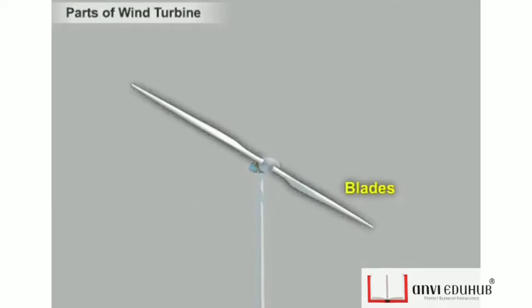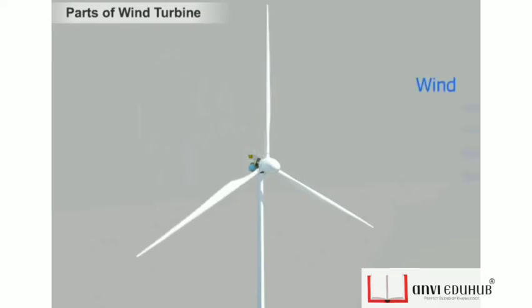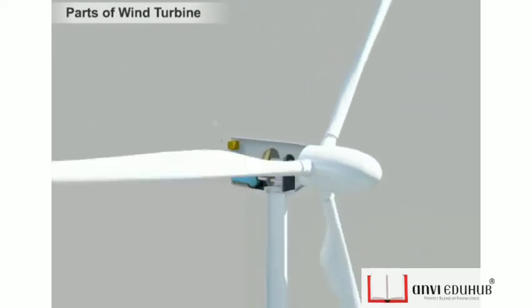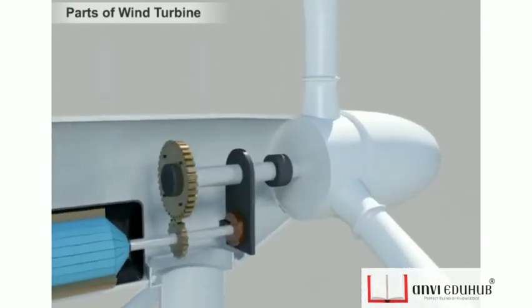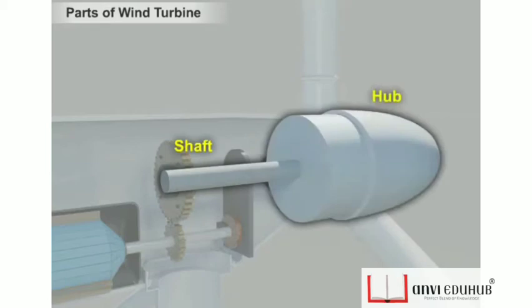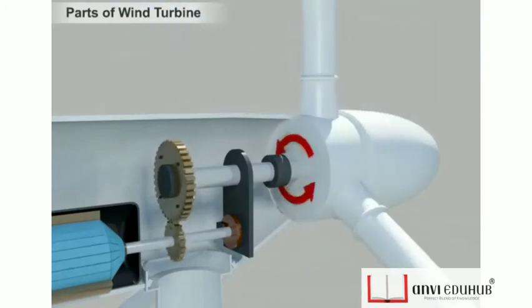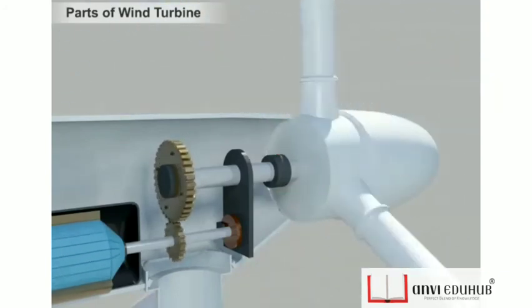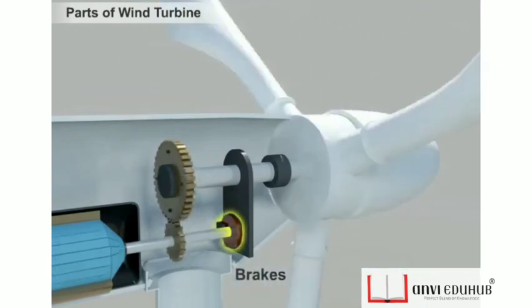Let us study the parts of the wind turbine. Let us start with the blades. Wind power plant may consist of 2 to 3 blades. The wind will cause the blades to rotate, which in turn will rotate the generator. Next is shaft. The hub is mounted on the main shaft. The rotation of the blade causes the shaft to rotate. If the wind blows very fast, then brakes can be applied to control the speed of blades and shaft.